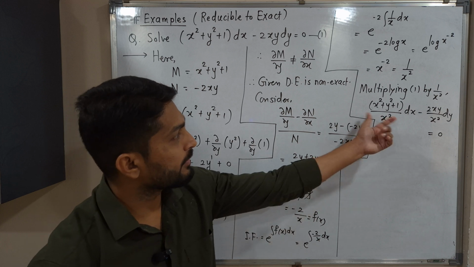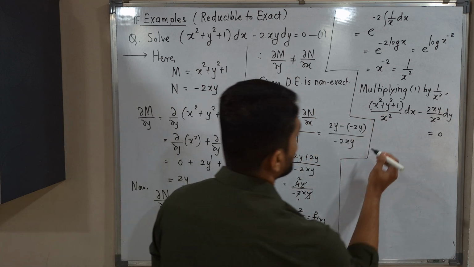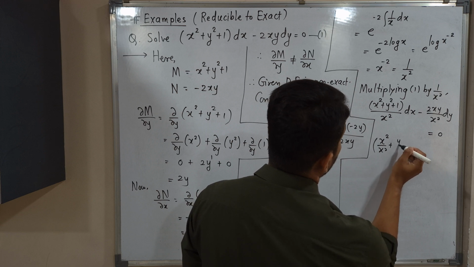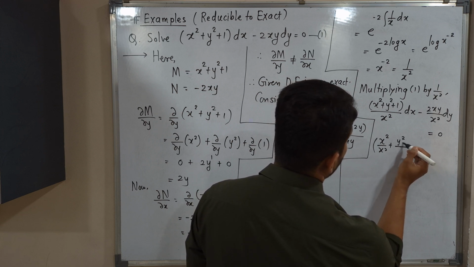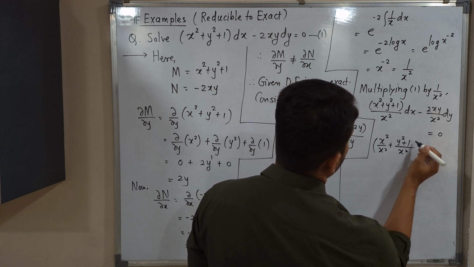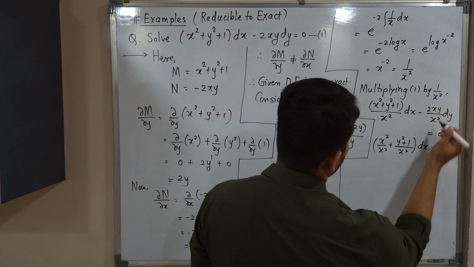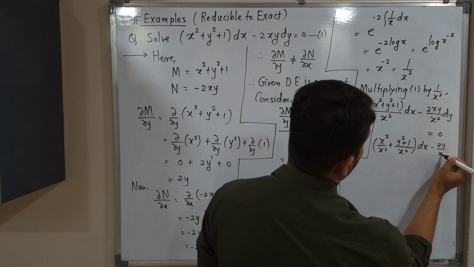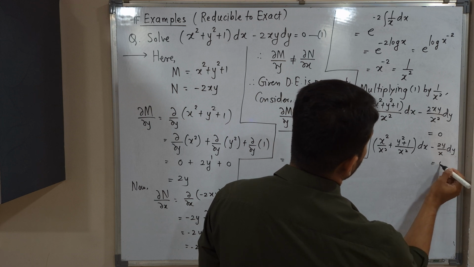It is better to divide separately. It means x square by x square plus y square by x square, or simply y square plus 1 by x square dx. x will get cancelled, minus 2y upon x dy is equal to 0.